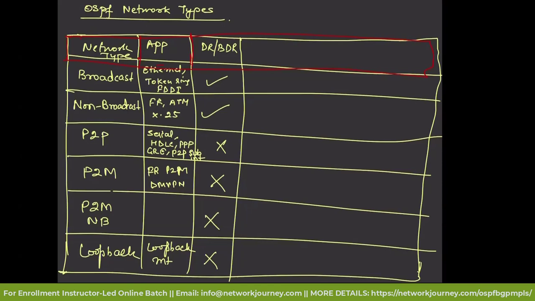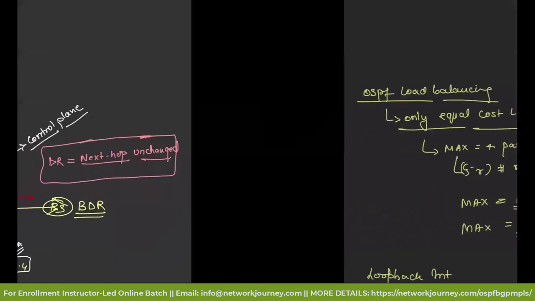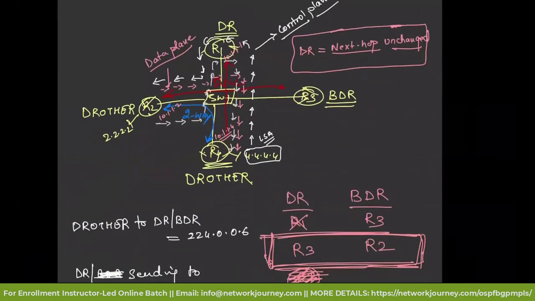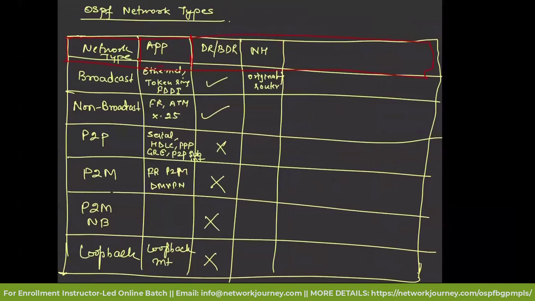Then next hop. That is important. So broadcast, what we have seen, is the originating router. So the router which is originating your route, the next hop is going to be that router. So DR is not going to change the next hop. Okay. Then non-broadcast is also the originating router.